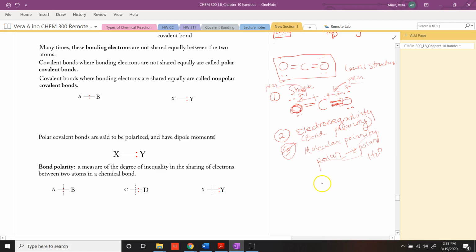Ever hear the terminology "like dissolves like"? This is it. We're going to see this now. Like dissolves like. Okay, now if this molecule is determined to be a nonpolar molecule, chances are it's not going to dissolve in water, but rather it can be dissolved in nonpolar solvents. An example of a nonpolar solvent is gasoline. So chances are you can dissolve carbon dioxide in gasoline.